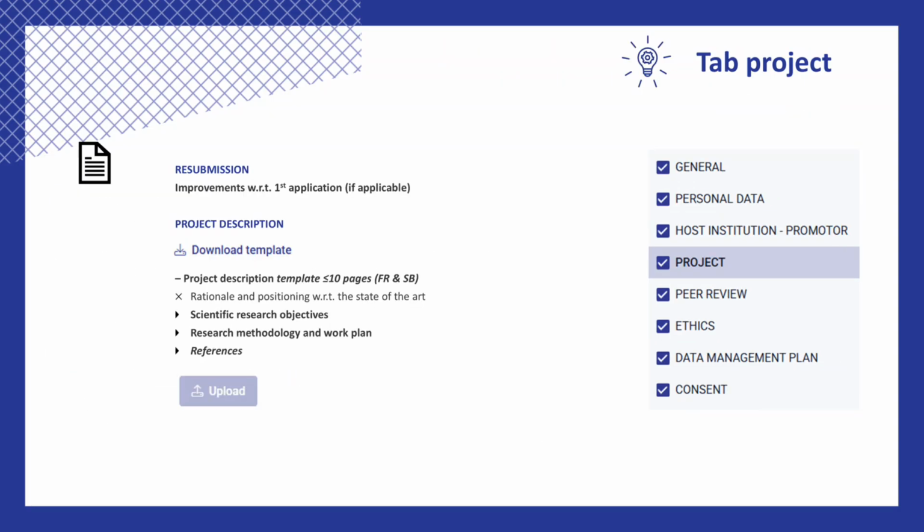We move on to the Project tab. If your application entails a resubmission, please first elaborate on the improvements with respect to your previous application. Next, you must upload the project description. The project description should be structured following the template provided in the e-portal. The sequence of the different topics should be followed exactly as provided in the original template. Please follow the form requirements to avoid your application being ruled ineligible.